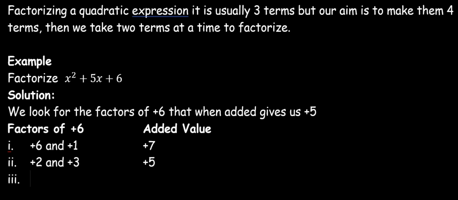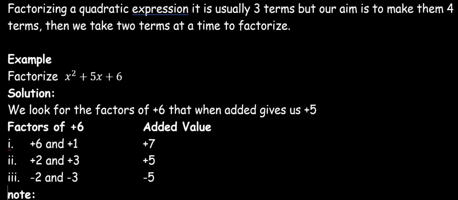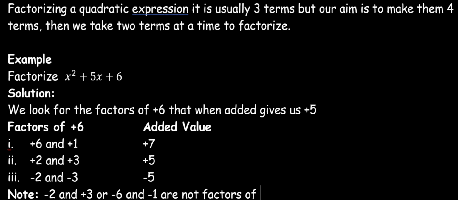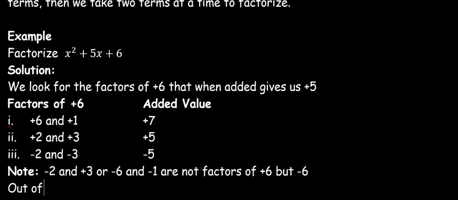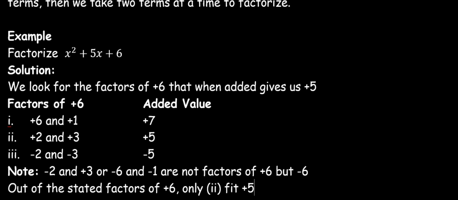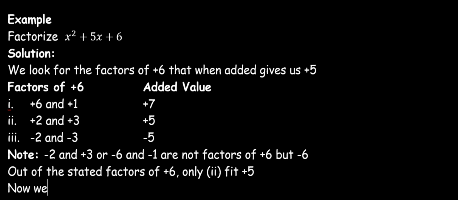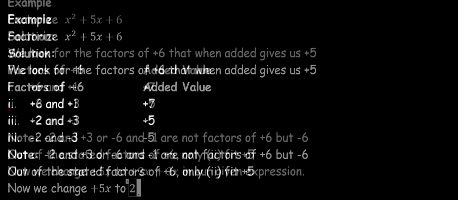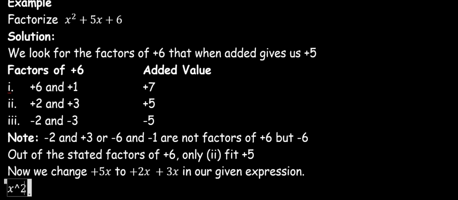In the third case, we have minus 2 and minus 3. When added, will give us minus 5. Note, minus 2 and plus 3 or minus 6 and plus 1 are not factors of plus 6 but minus 6. Out of the stated factors of plus 6, only 2 and 3 fit plus 5. Next, we change plus 5x to plus 2x plus 3x in our given expression. Thus, we now have x squared plus 5x plus 6 will be equals to x squared plus 2x plus 3x plus 6.